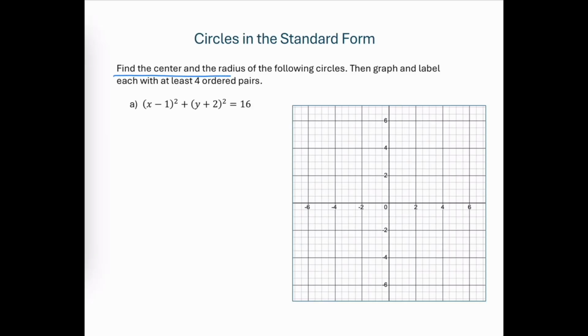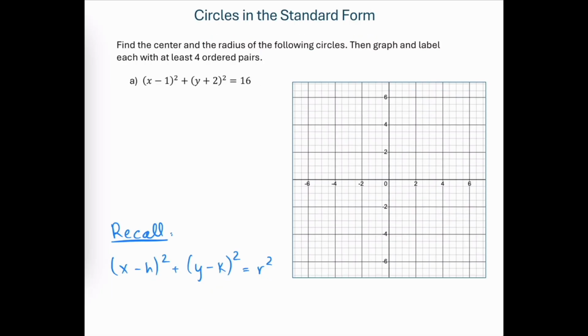Find the center and the radius of the following circles, and then graph the circles, labeling each with at least 4 ordered pairs. To begin with, let's recall that the standard form of the equation of a circle is x minus h quantity squared plus y minus k quantity squared is equal to r squared.